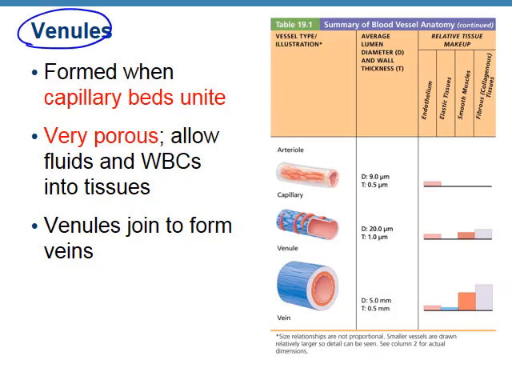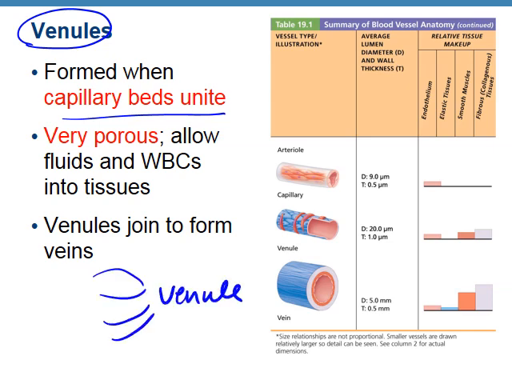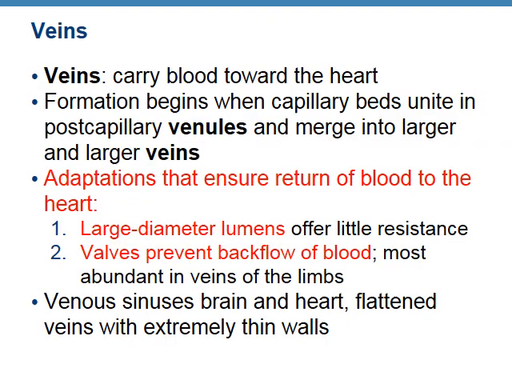Next, we have venules. This is when the capillary beds come back together. That's the venule, right? They're very porous. It allows for fluids and white blood cells and lots of items to be picked up into the venule.